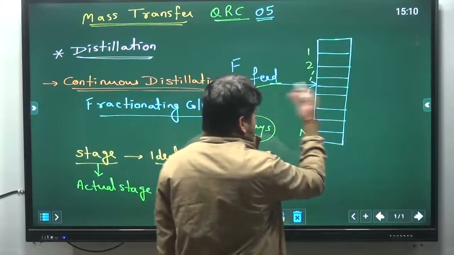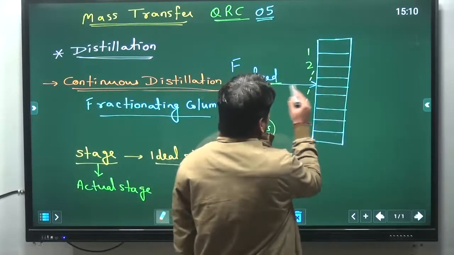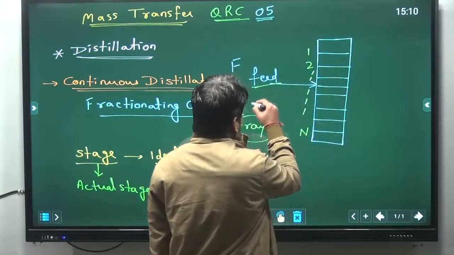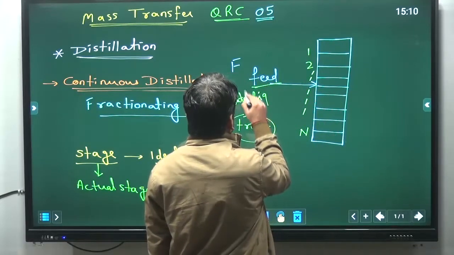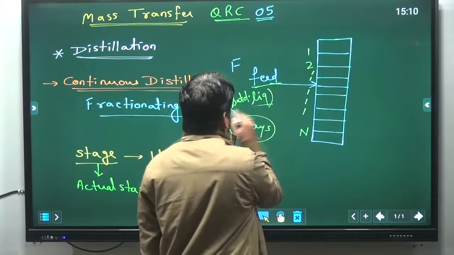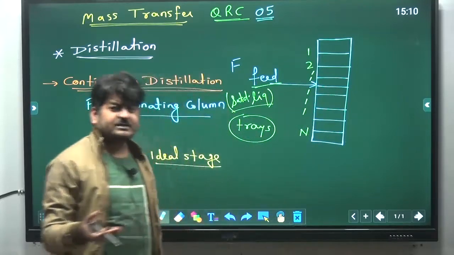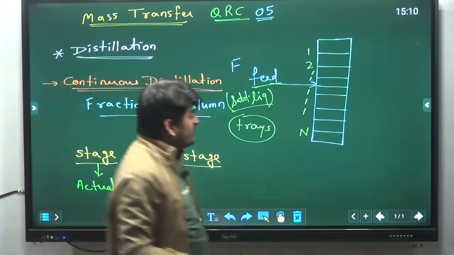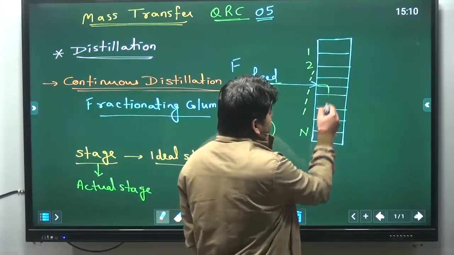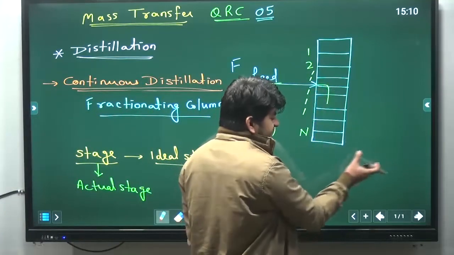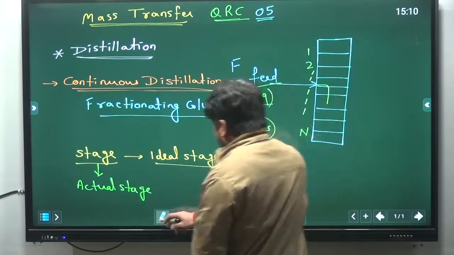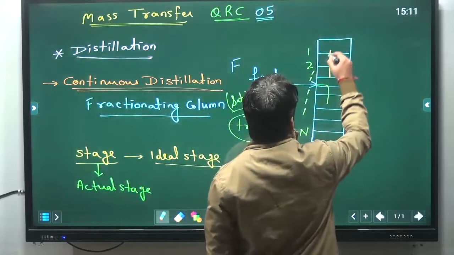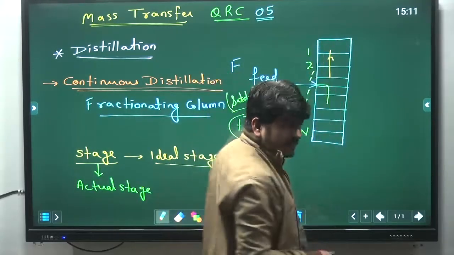Okay, but here in general, suppose we are sending the saturated liquid feed, because usually we introduce the saturated liquid feed only. Okay, so the liquid part will move towards the bottom as the heat source is there, so some of the liquid will vaporize and we are supposed to get the vapors which will move towards the top.